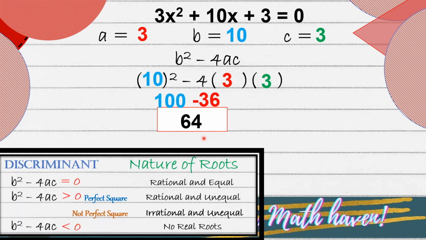Now checking again on our summary, it is a positive value, greater than 0. Now let us determine if 64 is a perfect square number or not a perfect square number. To do that, let us take the square root of 64. And the square root is positive or negative 8. So therefore, it is a perfect square number, so our nature of roots is rational and unequal.